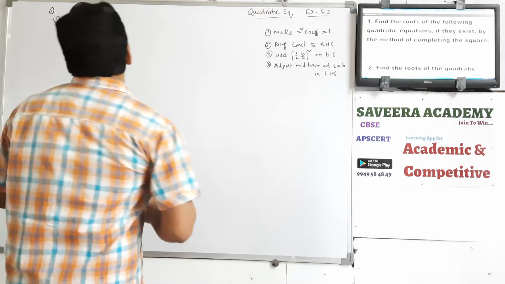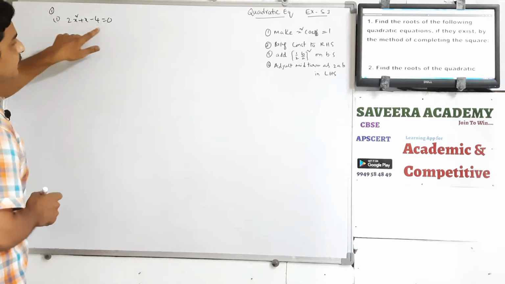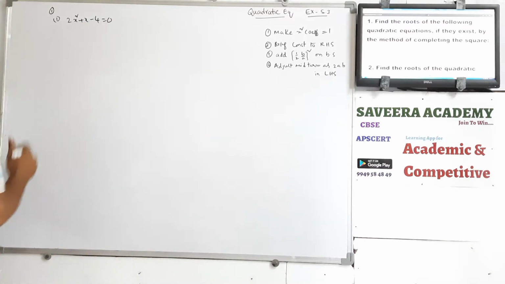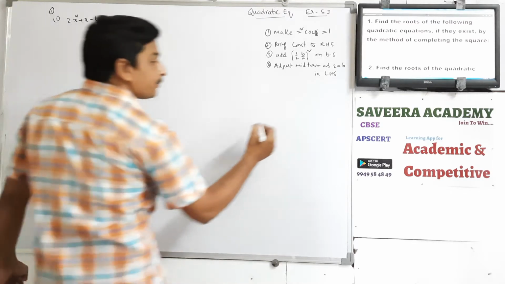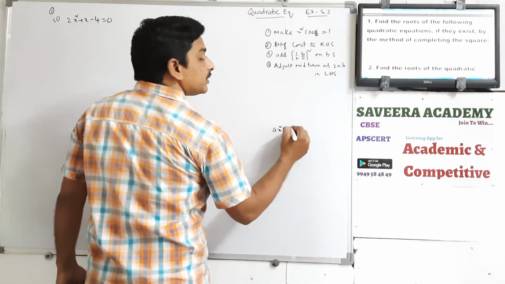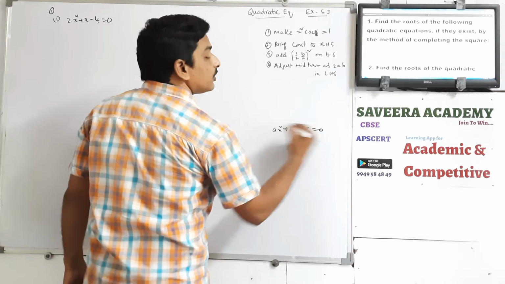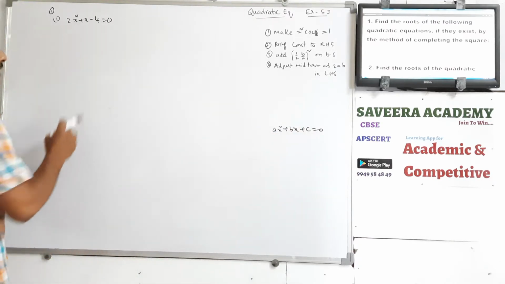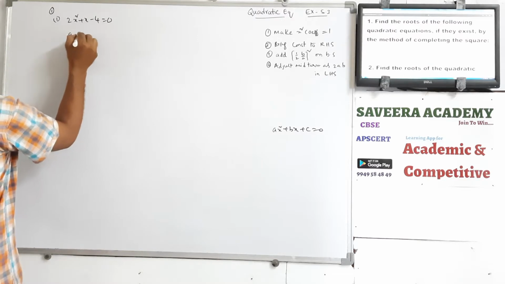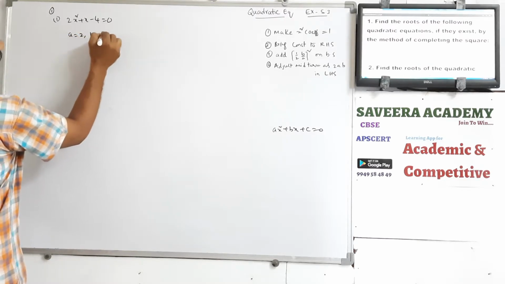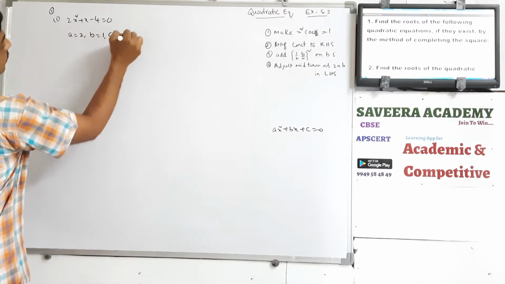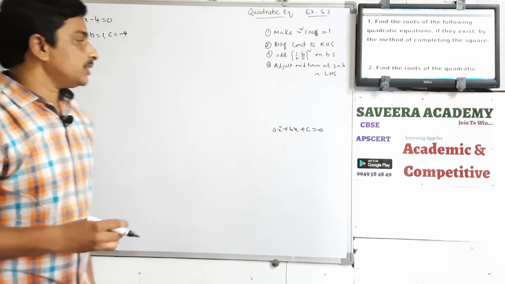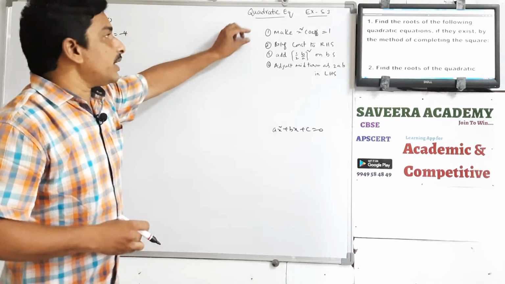Suppose this is the equation here: 2x square plus x minus 4 is equal to 0. Compare that equation with ax square plus bx plus c is equal to 0. Then what is the value of a? a is equal to 2, b is equal to the x coefficient 1, and c is equal to the constant minus 4.